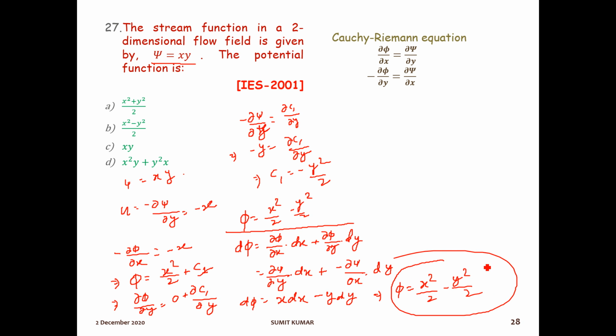From here you can also get the same answer. So the option will be x square minus y square by 2. Option number B is the correct answer.